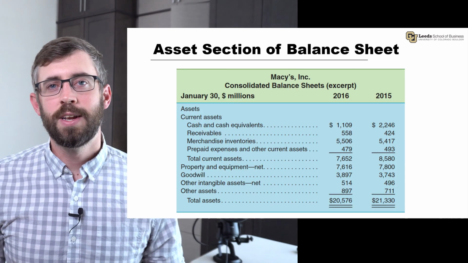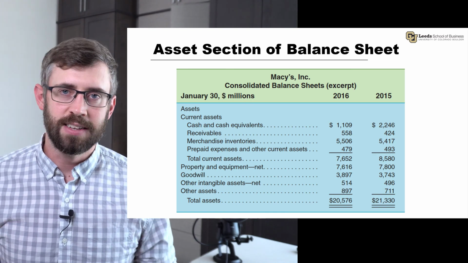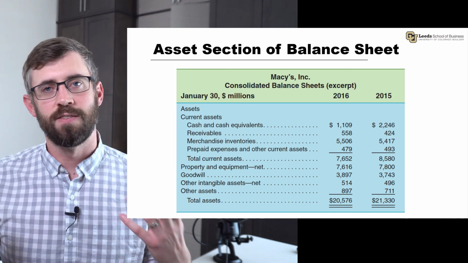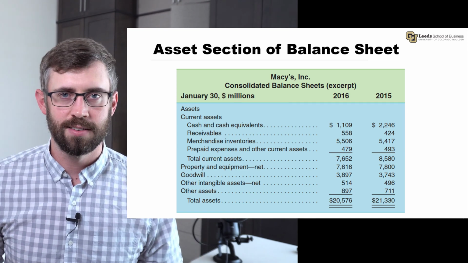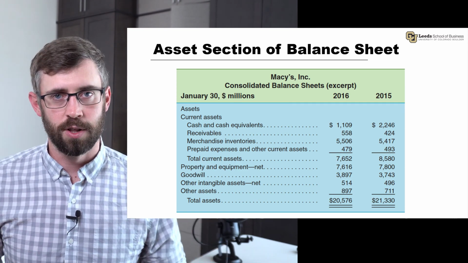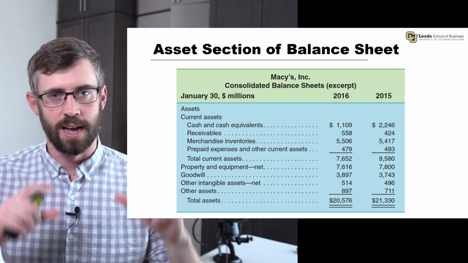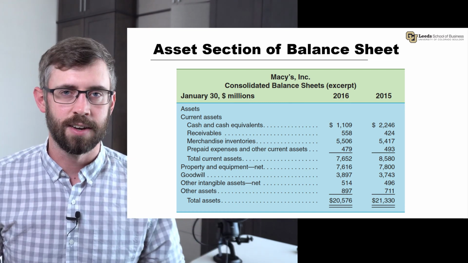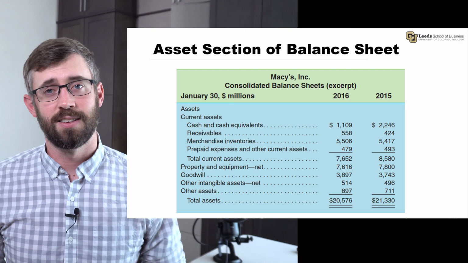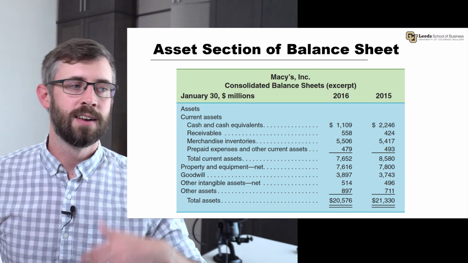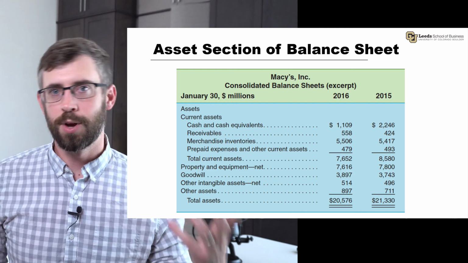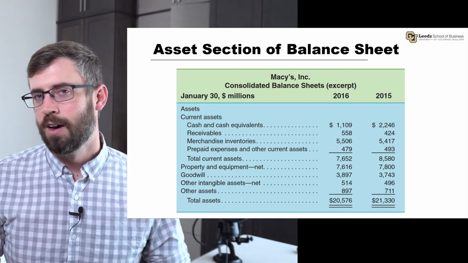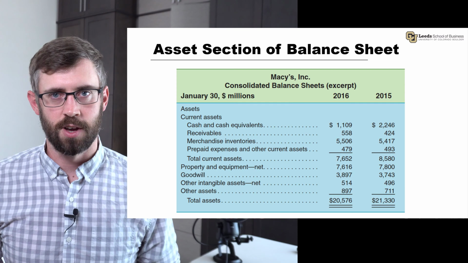So if we take a look at a section of Macy's balance sheet, we see all of the patterns we just talked about. We have a current asset section, and non-current assets below those. They don't separate them into a non-current section, but they're all listed together. And we see the current assets listed in order of liquidity. So we've got our cash, our receivables, our inventories, our prepaid expenses and other assets. So it's exactly what we just saw previously.